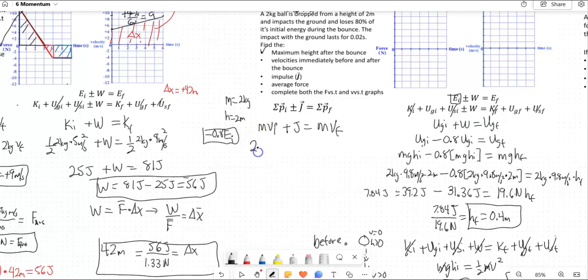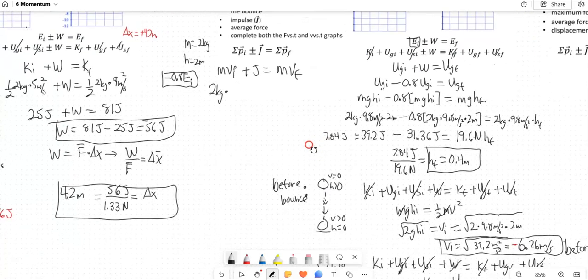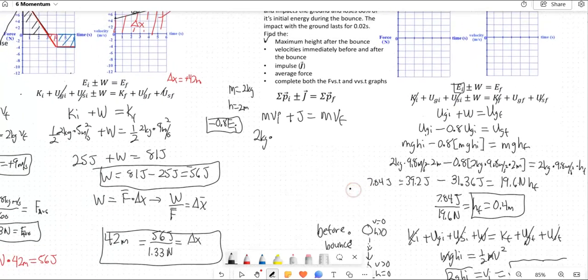Okay, so this is going to be 2 kilograms times the velocity before impact, which is going to be negative 6.26. So negative 6.26 meters per second. Again, I'm going to emphasize that that's traveling downwards before the impact, plus J, put little vectors on these, and this is going to be equal to 2 kilograms times 2.8 meters per second, which is after the impact.